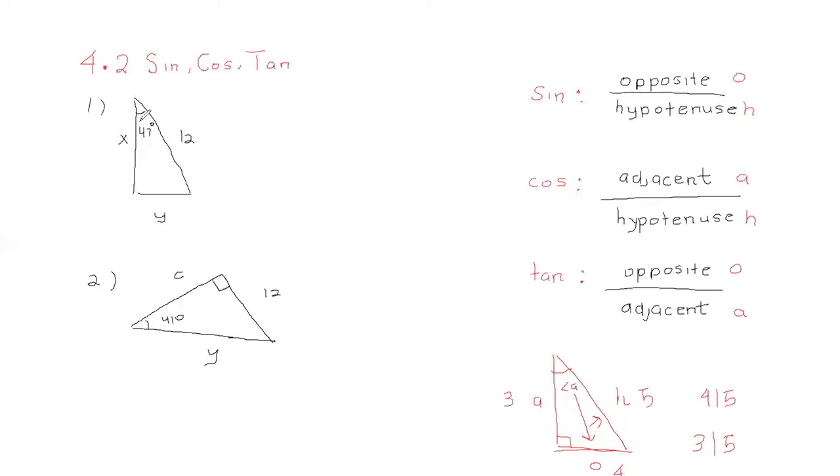So for question number 1, we have to find the values of x and y. So in this case, to find x and y, we can start off by doing sine 47. And as we know, sine is opposite over hypotenuse. So opposite from 47 is y, and hypotenuse is obviously 12. So to solve for y, we multiply 12 times sine 47, and that would give us our y value. If we punch that into a calculator, we get 8.78.